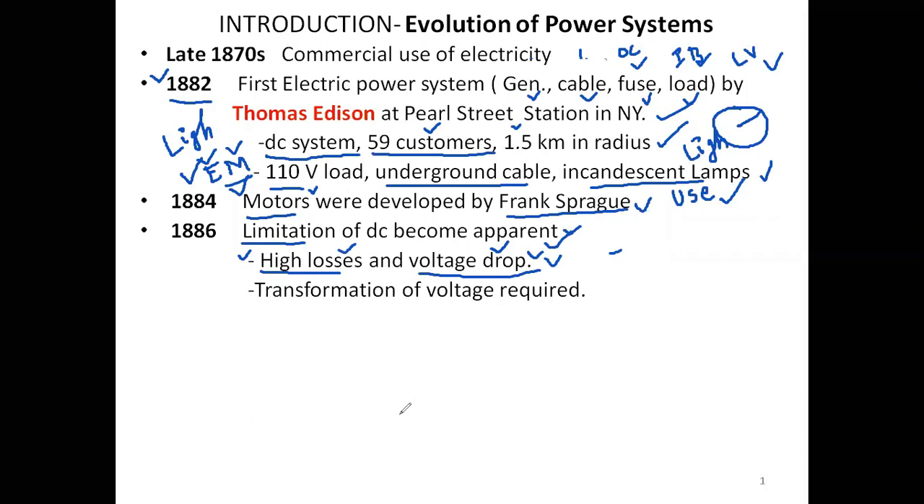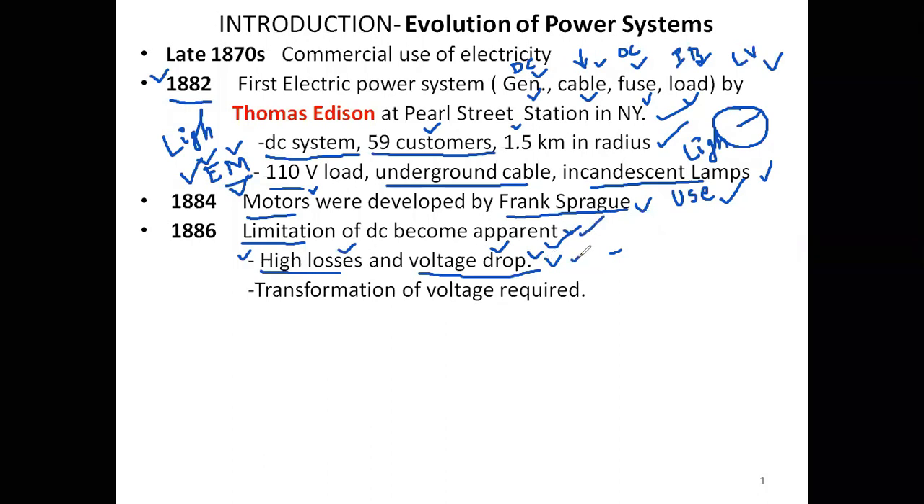At that time we were using only simple DC generators. Because of the invention of motors, the number of customers increased, and there was an increase in the usage of electricity. Because of that, the limitations of DC became apparent in two aspects: higher losses and voltage drop.